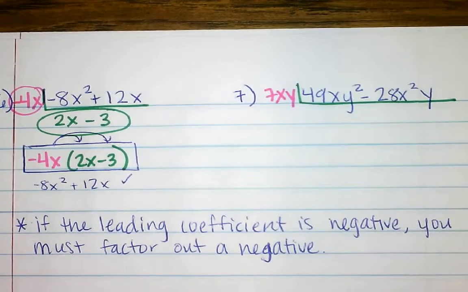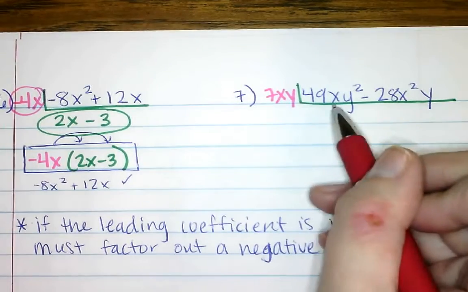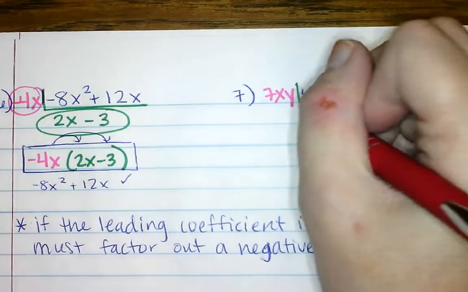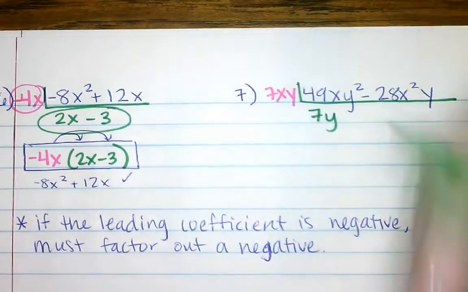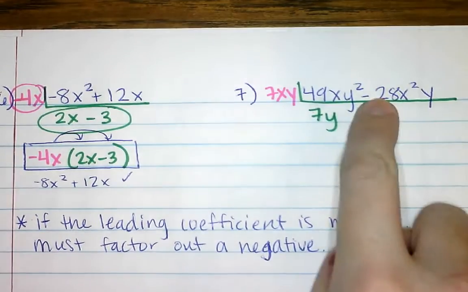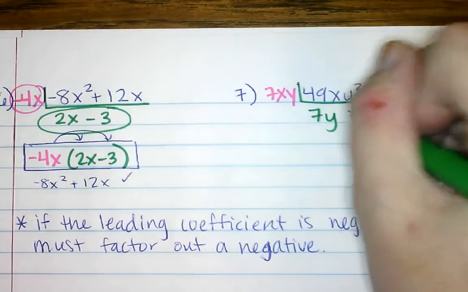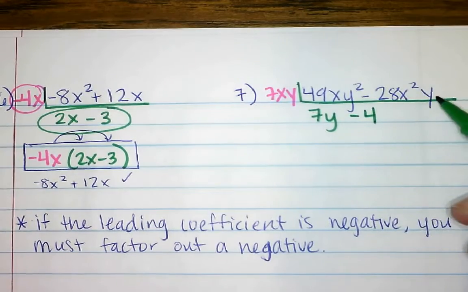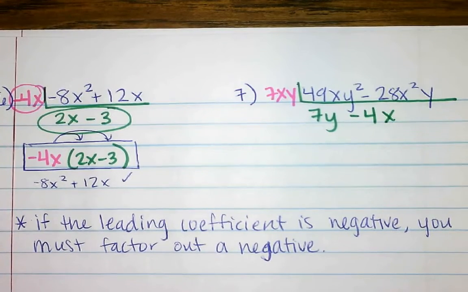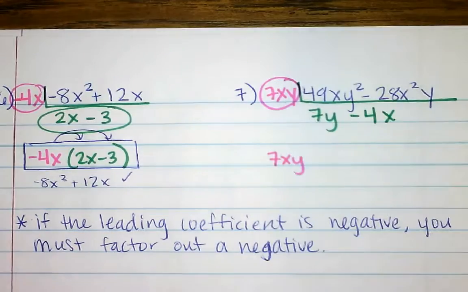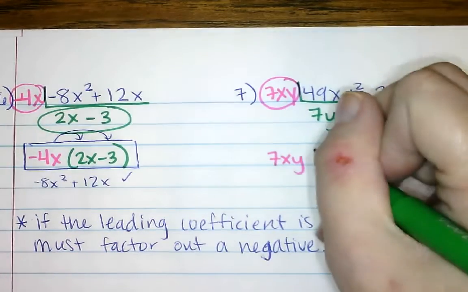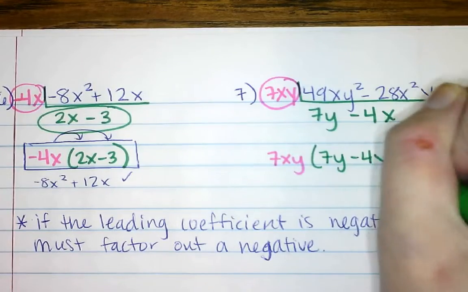So now 49xy squared divided by 7xy is just going to be 7y. That's all that we're left with. And then negative 28 divided by 7 is negative 4. X squared y is just going to be x. Right? Yeah. Awesome. So we are left with 7xy times 7y minus 4x. So this is our factored form.